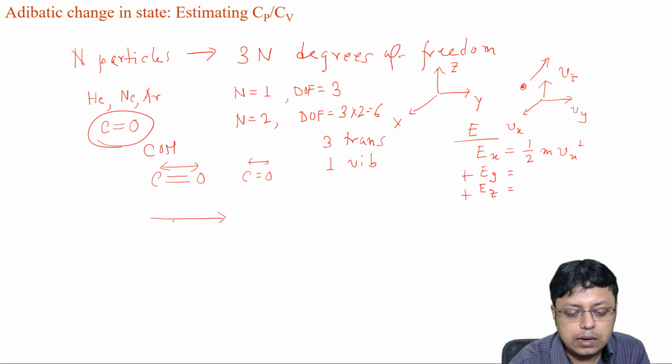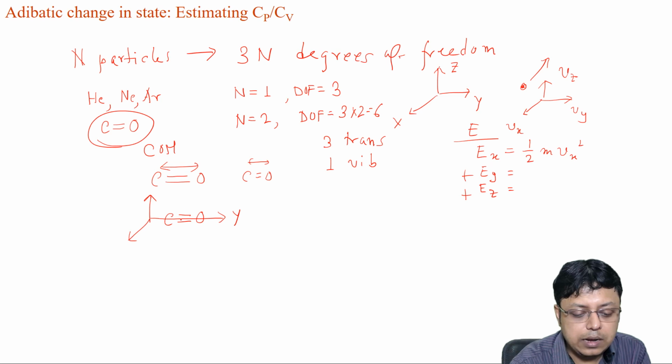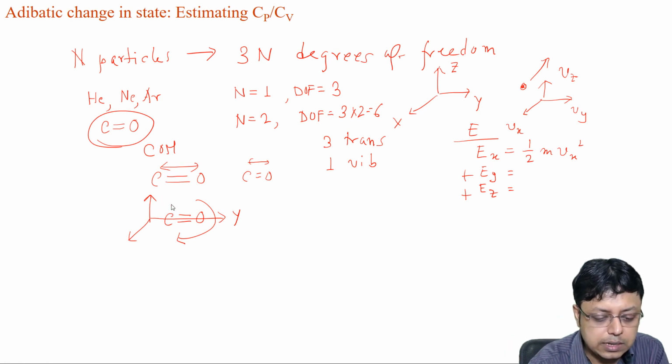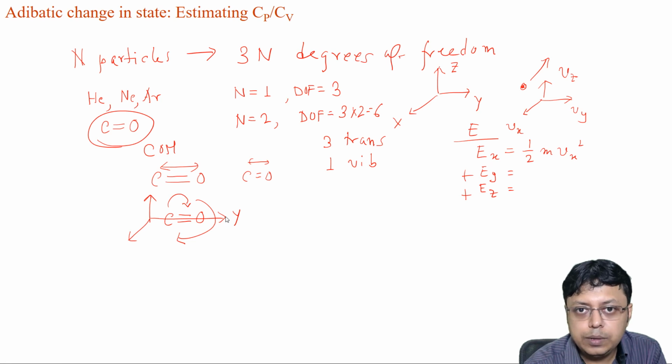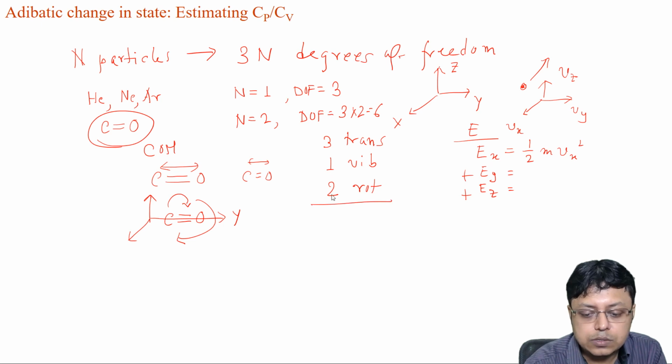If you think that the molecule is initially aligned along the y-axis, then it can rotate along the z-axis like this. Also it can rotate along the x-axis like this. However, if we rotate it along the y-axis, there will be no change in moment of inertia because it is already aligned along y. So there are only 2 rotational degrees of freedom. So 3 plus 1 plus 2, these are the total 6 degrees of freedom.